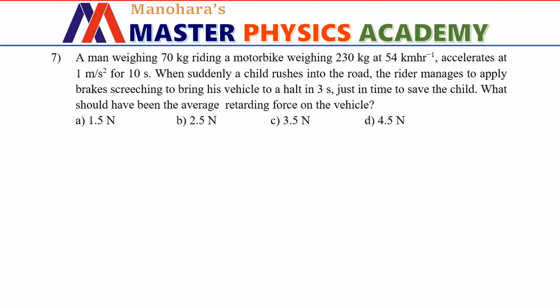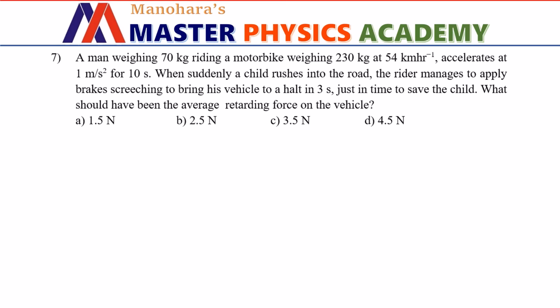A man weighing 70 kg riding a motorbike weighing 230 kg at 54 km per hour accelerates at 1 meter per second squared for 10 seconds. When suddenly a child rushes into the road, the rider manages to apply brakes, screeching to bring his vehicle to a halt in 3 seconds, just in time to save the child. What should have been the average retarding force on the vehicle?